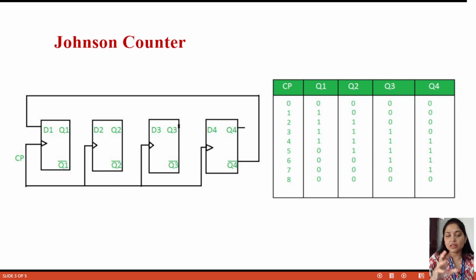Okay, the main difference between the ring counter and the Johnson counter is that in the case of the ring counter, the original output of the last flip-flop goes to the input of the first flip-flop. But in the case of the Johnson counter, what will happen? The complemented output of the last flip-flop will go to the input of the first flip-flop.